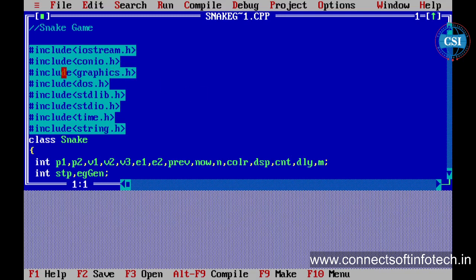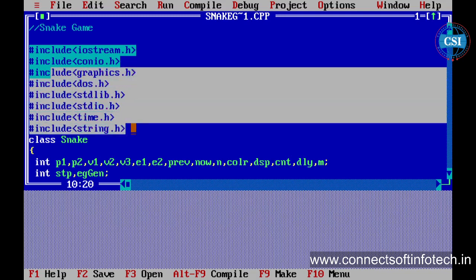So now you can check here what libraries are available. See, graphics library. What is that? DOS.h. So you have to learn this library. Okay.